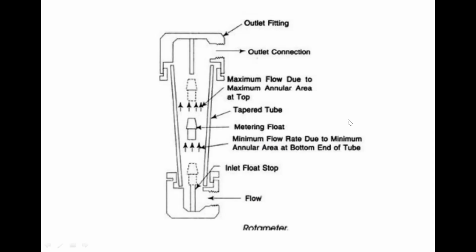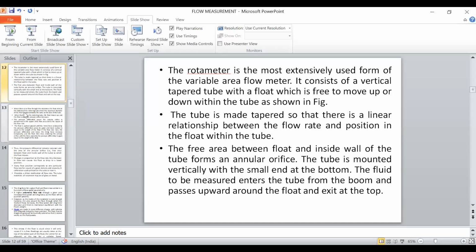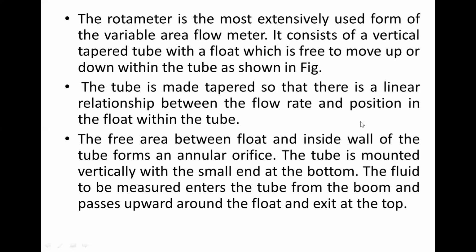So this is basically the rotameter working principle. This comes under the variable area type of flow meter. It is always put in the vertical position. Fluid will enter in one direction and leave at the other direction. So this is the most extensively used form of variable area flow meter. It consists of a vertical tapered tube, as we have already seen, and a float which is free to move up or down within the tube as shown.